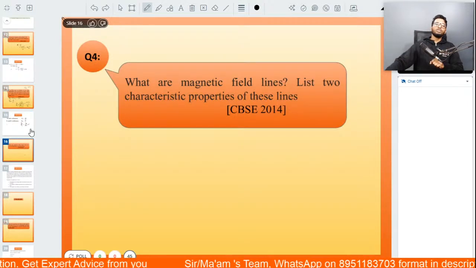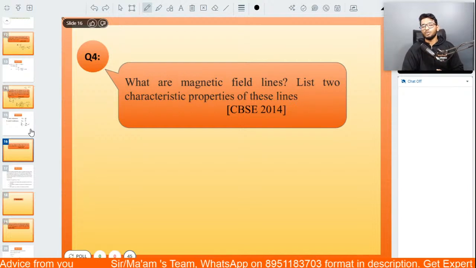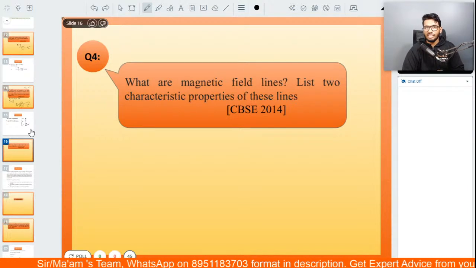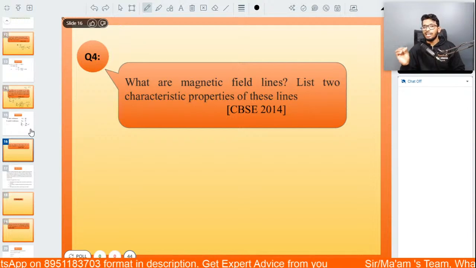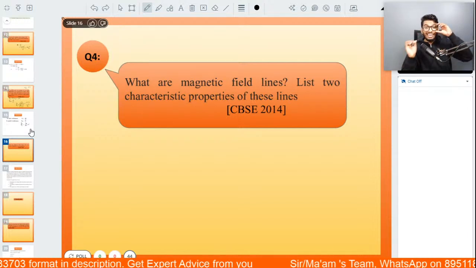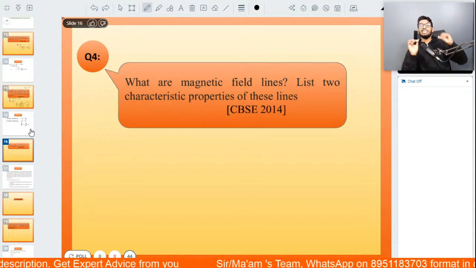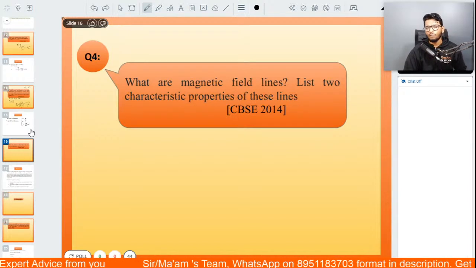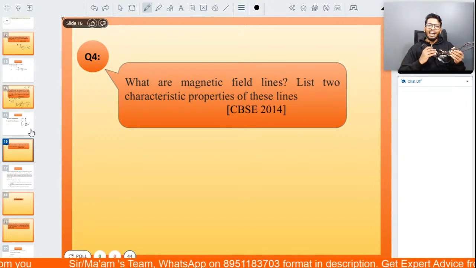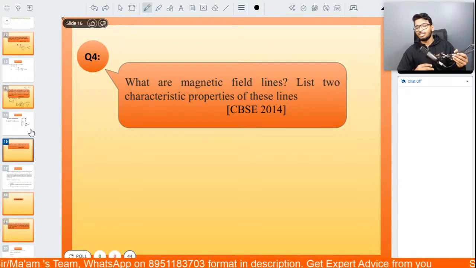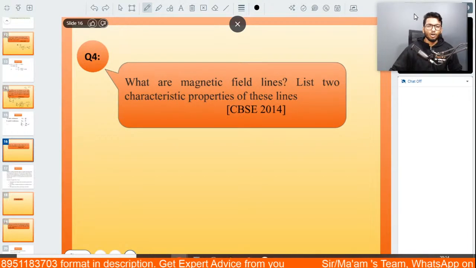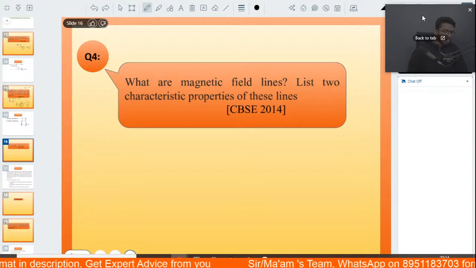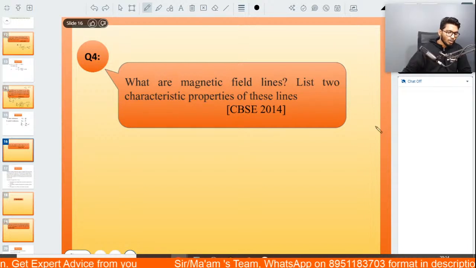Let's move on to the fourth question from, again, 2014 CBSE Board Exam paper. The question is, what are magnetic field lines? List any two characteristic properties of these lines. Very simple question. Again, I myself have asked this question a lot of times in the class, so I guess it's going to be very straightforward and easy. So go ahead and answer this in the chat box, people. What are magnetic field lines? Let's go.